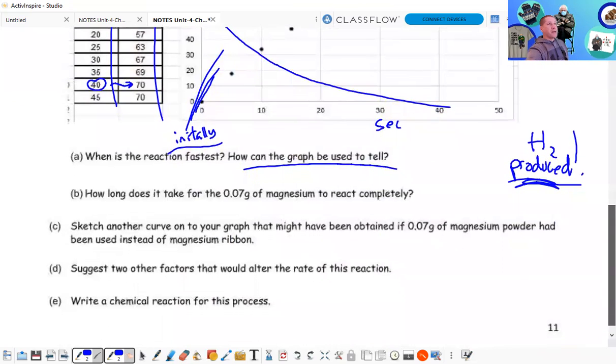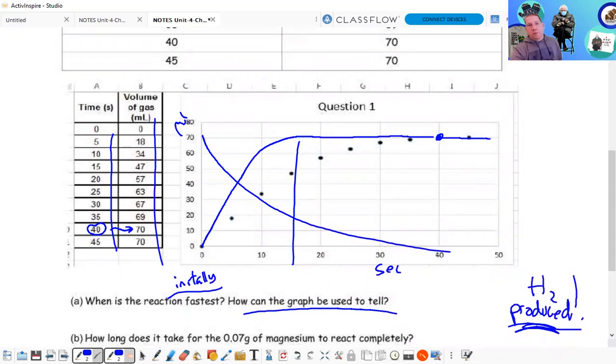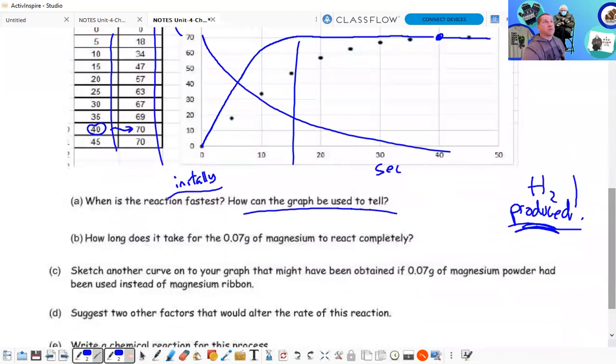Sketch a curve on your graph that might be obtained if you used powder. All right, so what's going to be the difference between using the ribbon and the powder is surface area. The powder is going to react initially faster, so it's going to be gone sooner, and then it will level off sooner. So it's going to reach completion sooner as well. So the faster reaction leads to a faster 70 milliliters. But they're using the same number of grams, though.